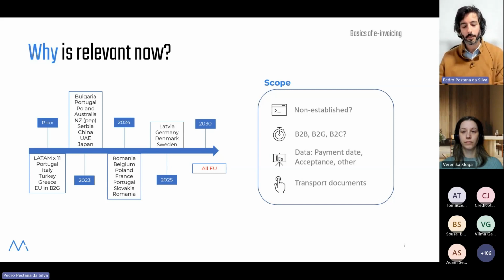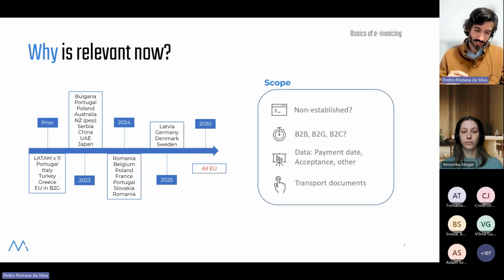But what is the scope? And here I can touch base on a couple of usual questions that we're getting. First one is, are non-established companies affected by e-invoicing? The answer is no, with a caveat.